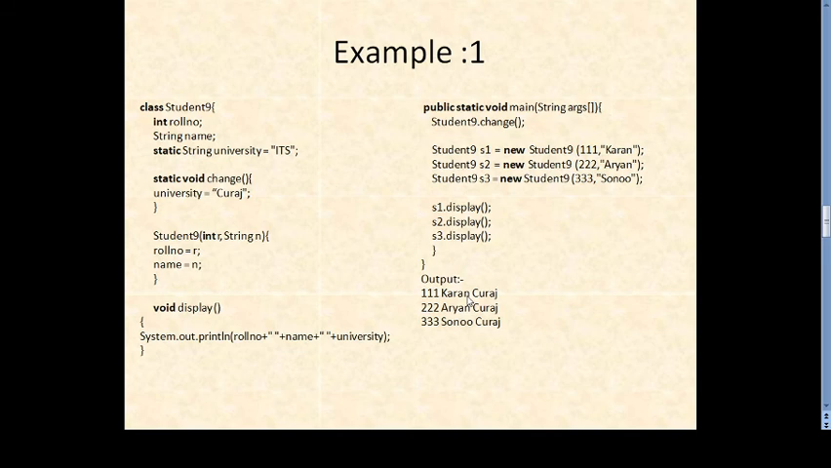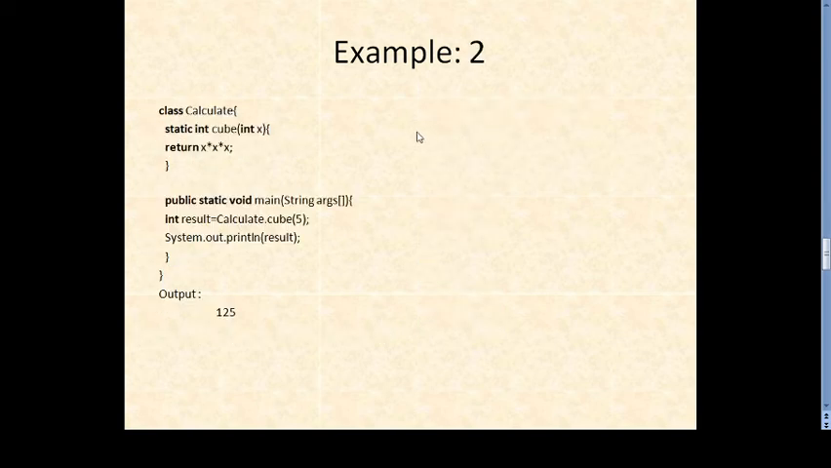When we display the university name, the value is common to all three objects as it is a static variable, and static methods can be called without reference to an instance, so we can call them with the class name reference. Another example: calculating the cube. Passing x as an argument, it calculates the cube value and returns it. We can observe here that we are calling the cube method without creating an instance of the Calculate class, and it displays the result.